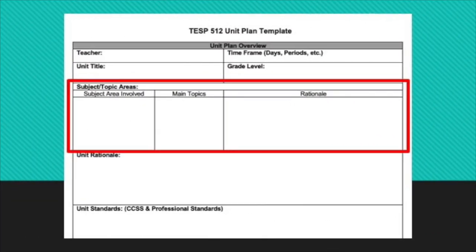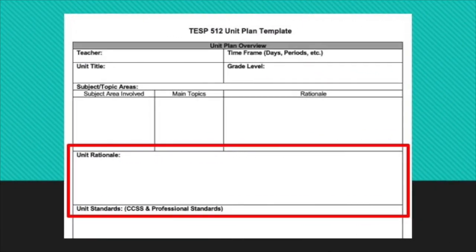In this next area, you're going to be wanting to talk about your subject. For example, in your subject area, it could be mathematics. Your main topic could be constructions, and your rationale is the importance of constructing geometric figures. Another subject area may be biology. You could be studying the cells. And why is that important? Building blocks of humans.